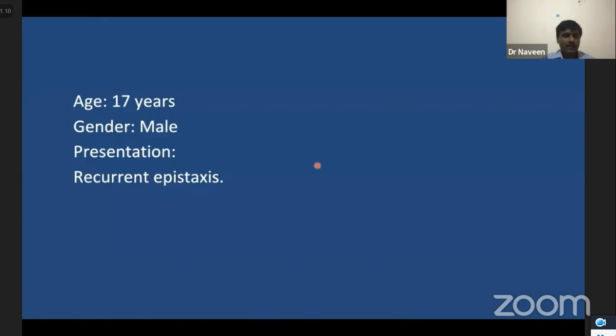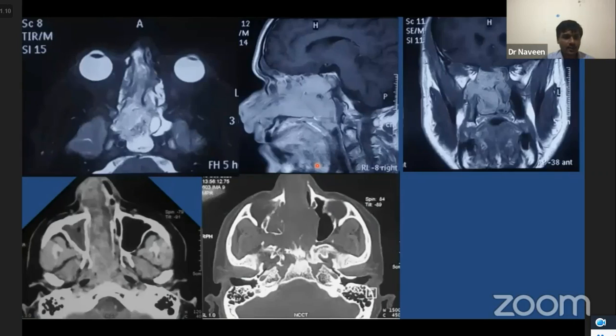Next is a 17-year-old male patient presenting with recurrent epistaxis. This is the CECT of the neck. What we can see is a heterogeneously enhancing large mass lesion involving the nasopharynx, which is extending into the right nasal cavity and, through the pterygopalatine fissure, into the infratemporal fossa region. It is causing thinning of the adjacent bones. The posterior wall of the right maxillary sinus is displaced anteriorly, which is called the antral sign. This is a case of nasopharyngeal angiofibroma.